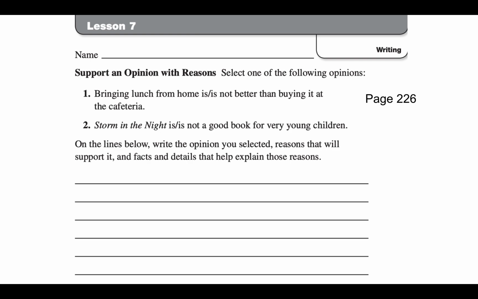For number 2, it says, Storm in the Night is or is not a good book for very young children. So maybe think about kids who are in kindergarten. Do you think that this book is appropriate for them to read? So once you select either number 1 or number 2 to write about, on the lines below in your Reader's Writer's Journal, you're going to write the opinion you selected and then give me reasons that will support it and facts and details that help explain those reasons.